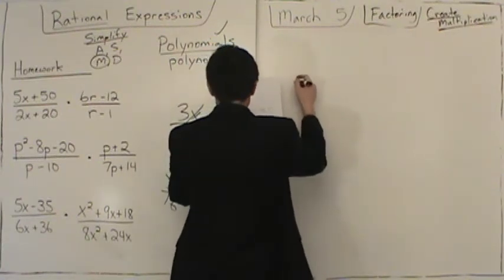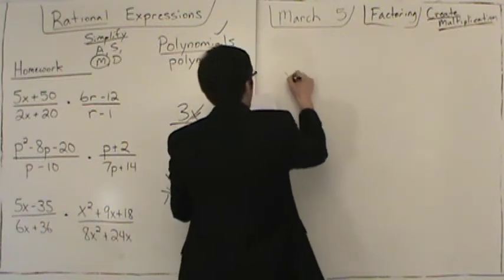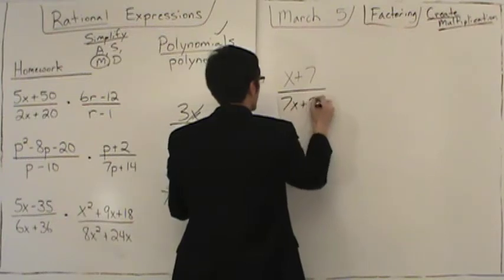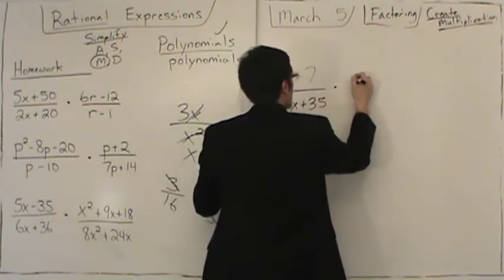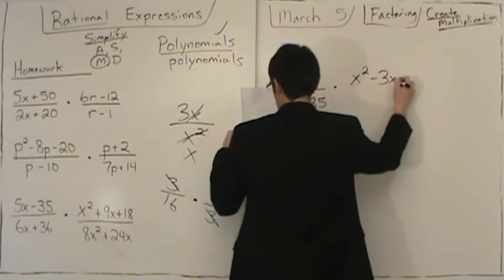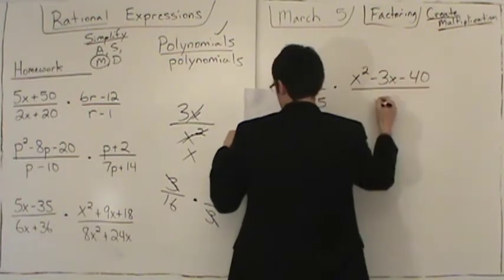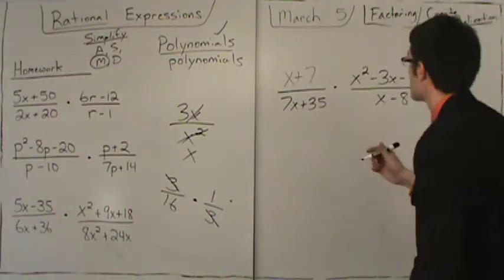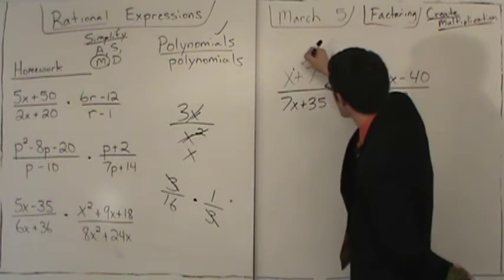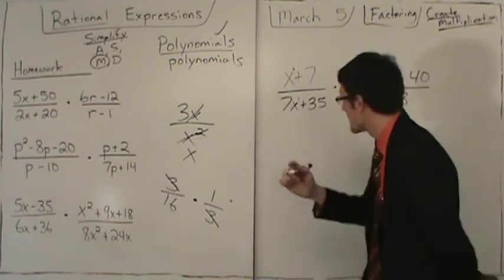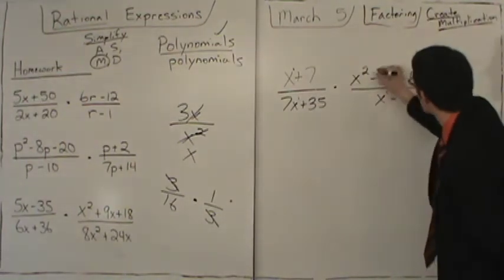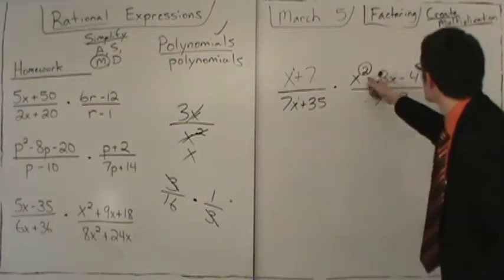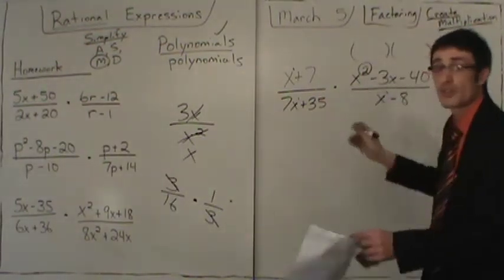We're looking at now example x plus 7 over 7x plus 35 multiplied by x squared minus 3x minus 40 divided by x minus 8. And I said in this class we factor everything down to first degree. Question, is this x to the first power? Yes. Is this x to the first power? Yes. Is this x to the first power? Yes. But what do we have here? We have second degree. Remember that second degree has to factor into what? Second degree will have to factor into 2 first degree binomials.